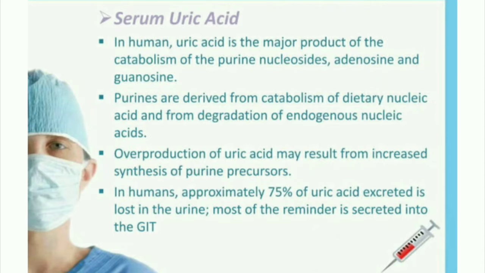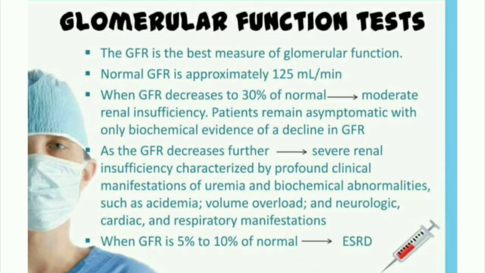Serum uric acid. In humans, uric acid is a major product of catabolism of the purine nucleosides, adenosine and guanosine. Purines are derived from catabolism of dietary nucleic acid and from degradation of endogenous nucleic acid. Overproduction of uric acid may result from increased synthesis of purine precursors. In humans, approximately 75% of uric acid is excreted in the urine. Most of the remainder is excreted into the GIT.